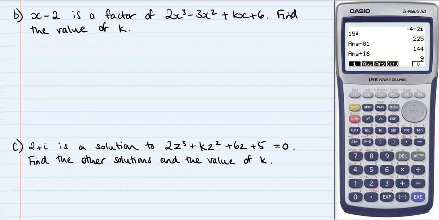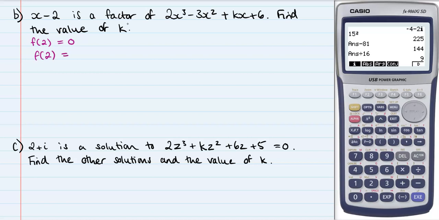If x minus 2 is a factor of this expression here, then we can find out the value of k. So let's call that function f of x. If we put 2 in, it will give us an answer equal to 0 because x minus 2 is a factor. That's using the factor theorem.